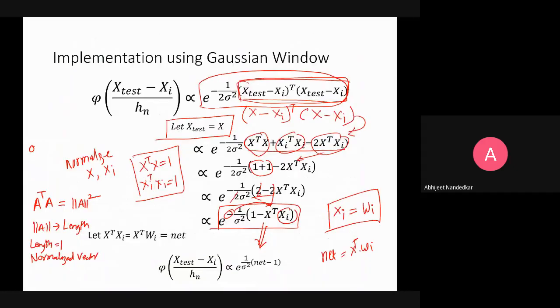Okay, so if that is the case, then this net will be placed here in this equation and output. So this will be equal to output of the neuron or pattern node. Okay, so this is the activation and that will be governing the output of that node.